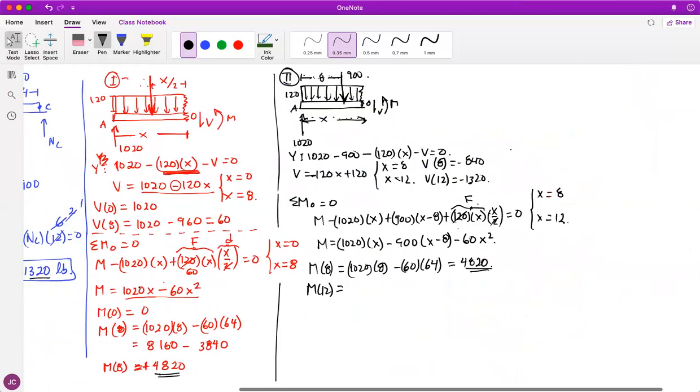Okay, good. Now let's go about computing at 12. So computed at 12, this thing will be something different. So this is 1020 times 12. Oh my God, I'm gonna make myself a mess with this stuff. So minus, I think I can put this guy already because 12 minus 8 is 4. So 4 times 9 is 36. So I have a minus 3,600. And now I have a minus 60 times 144. Okay, so hopefully I can do something with this.